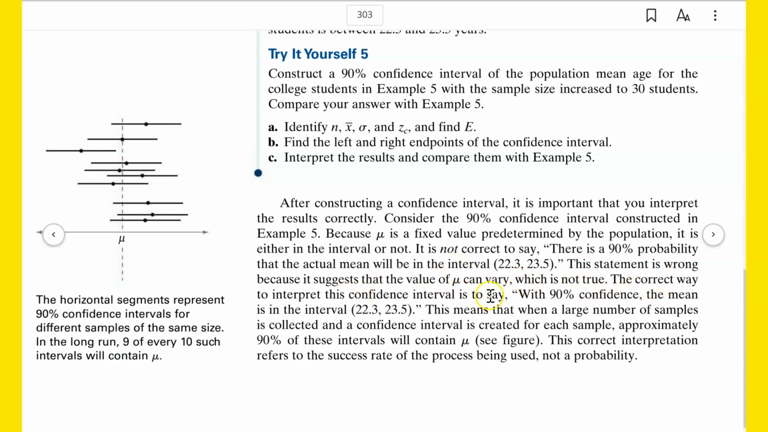The correct way to interpret this confidence interval is to say this. Okay, so just get used to this kind of language. With 90% confidence, the mean is in the interval 22.3 to 23.5. So I know that's kind of a technicality, but let's just get used to it. This means that when a large number of samples is collected and a confidence interval is created for each sample, approximately 90% of these intervals will contain mu.